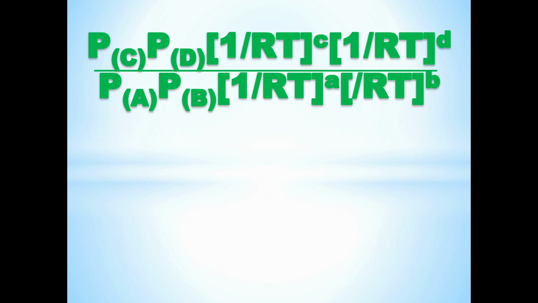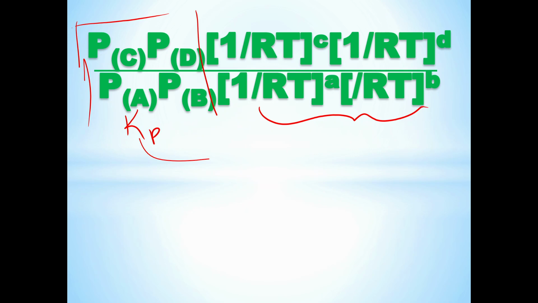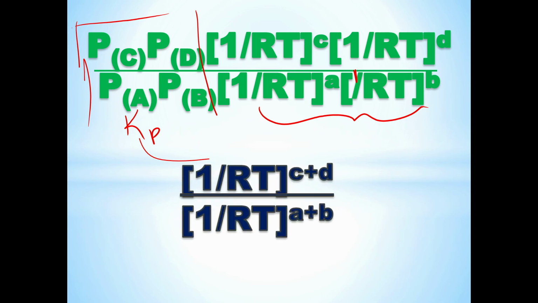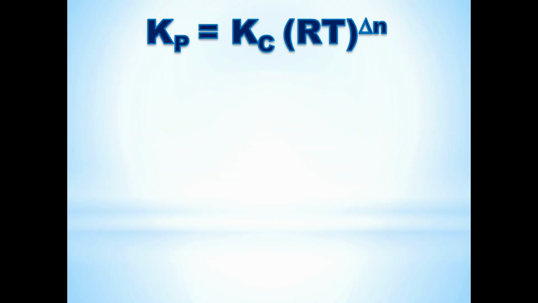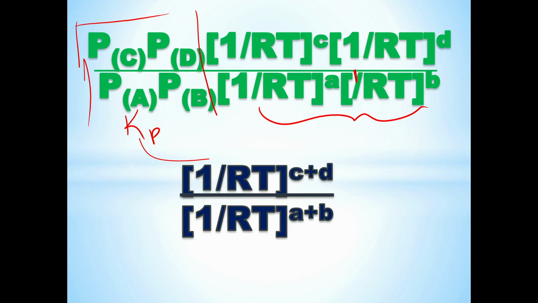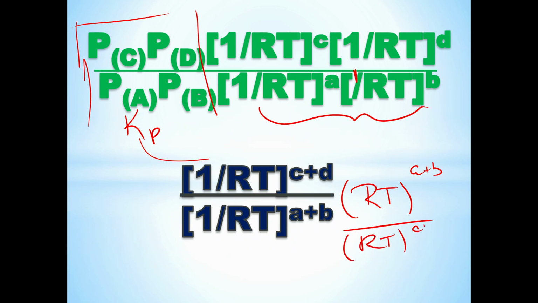Now, this is my K sub P. But I have all these factors. Oops, I forgot a 1. Of RTs. Combine them all together, and I get 1 over RT, C plus D, divided by 1 over RT, A plus B. But I don't want 1 over RT, I want just RT, so I'm going to flip it. And I'm going to get RT to the A plus B over RT to the C plus D.